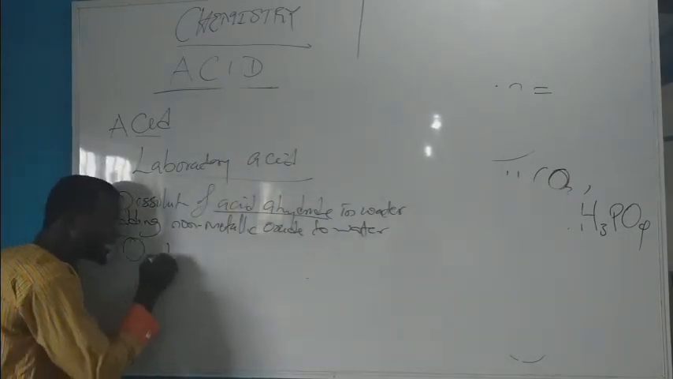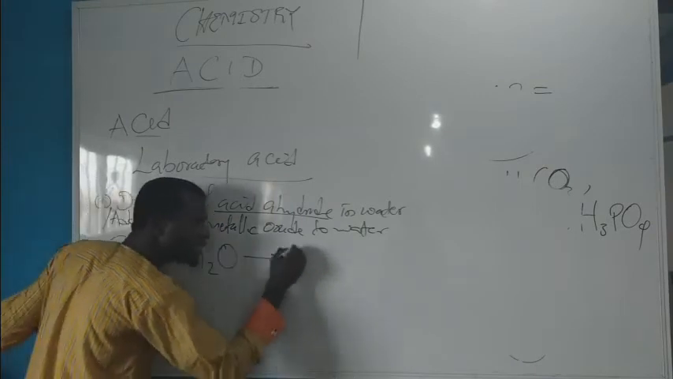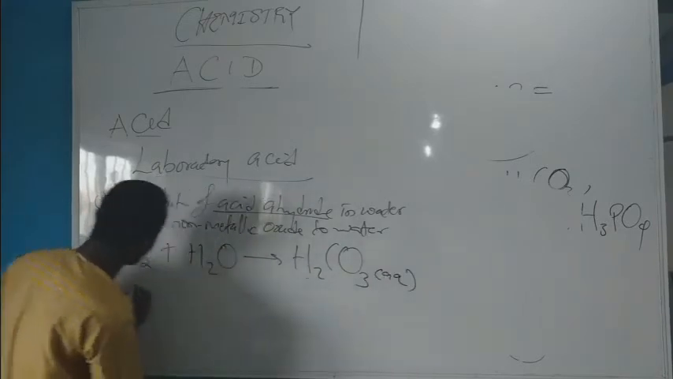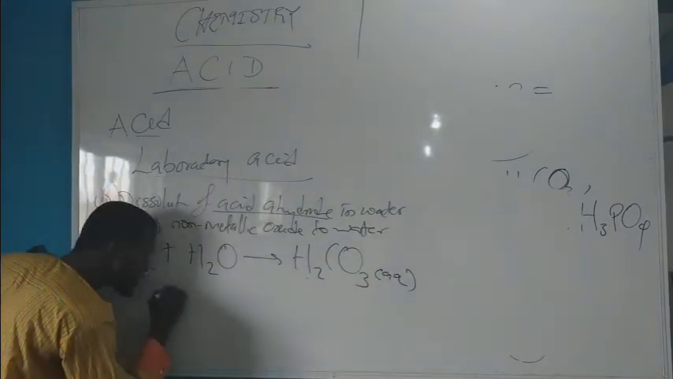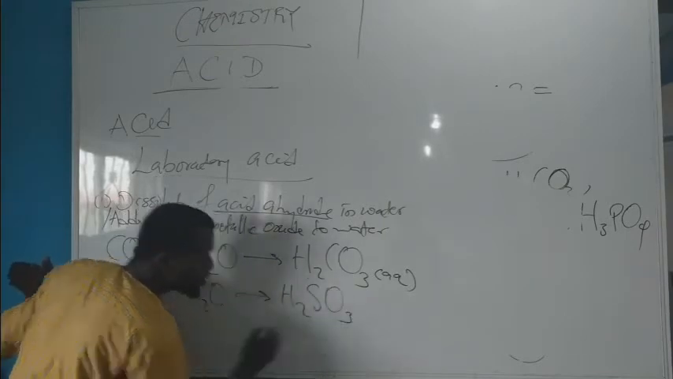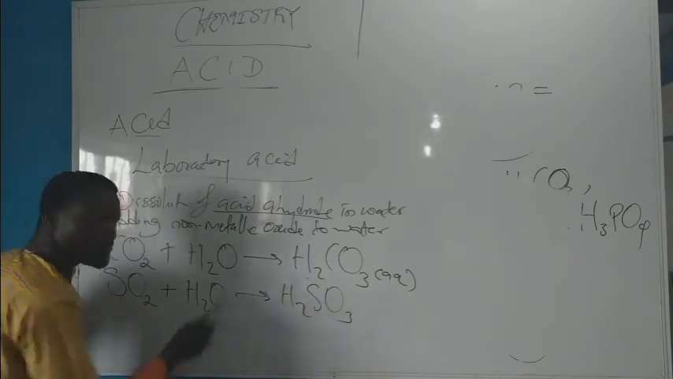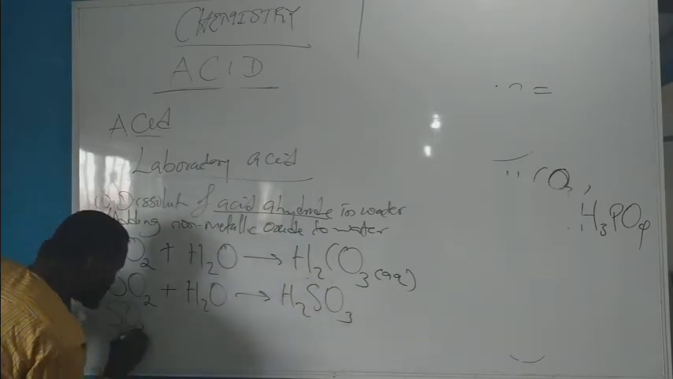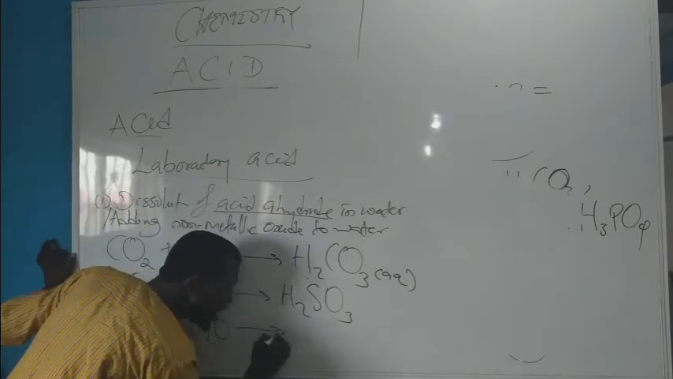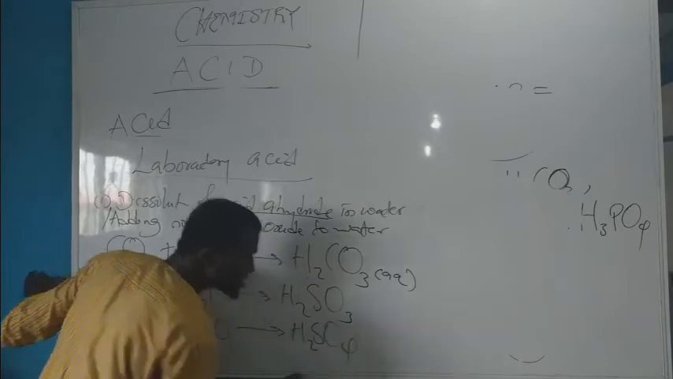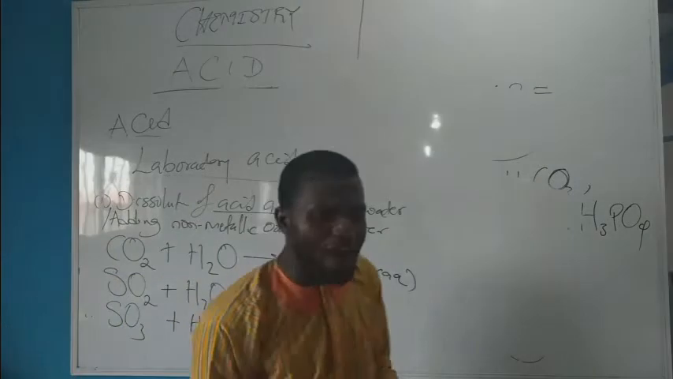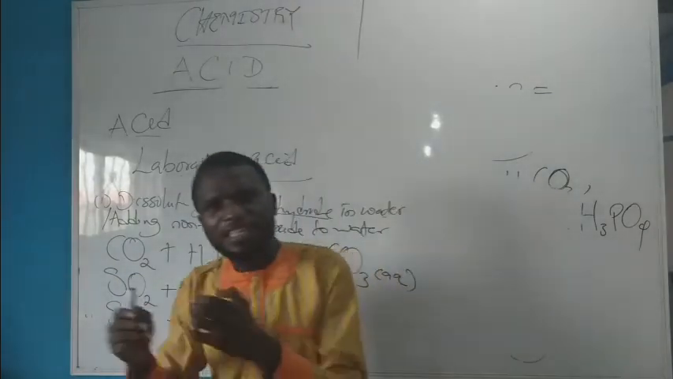This is carbon 4 oxide dissolving in water to give you trioxocarbonate 4 acid, H2CO3 aqueous. Then we have SO2, SO2 dissolving in water to give you H2SO3, sulfurous acid or trioxosulfate 4 acid. Then we have SO3, sulfur 6 oxide, dissolving in water to give you H2SO4, sulfuric acid or tetraoxosulfate 6 acid.